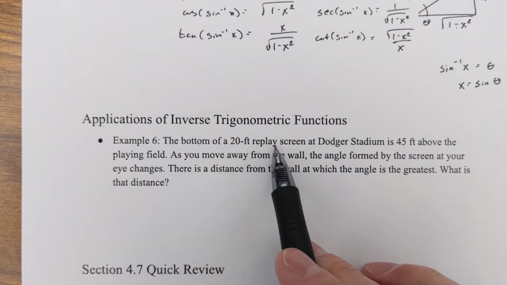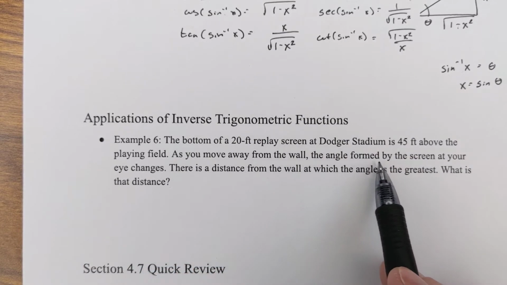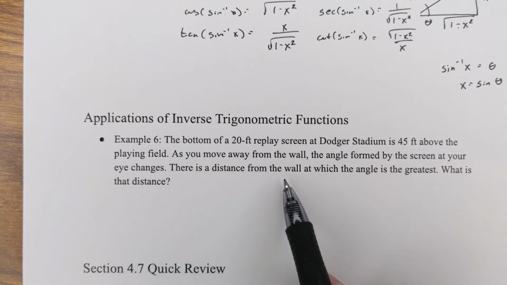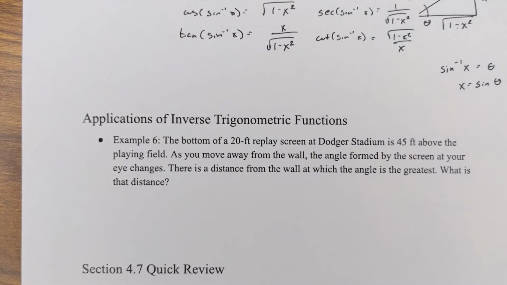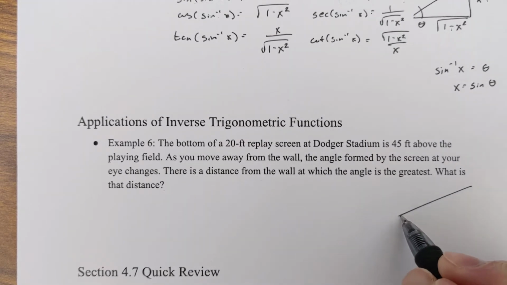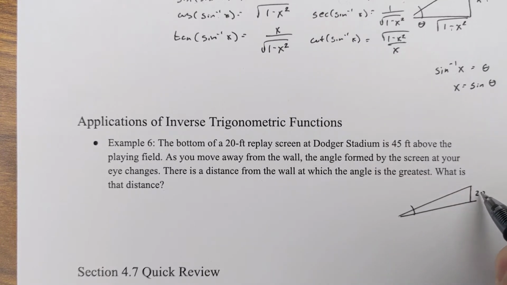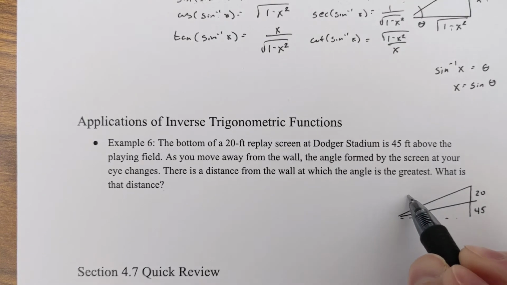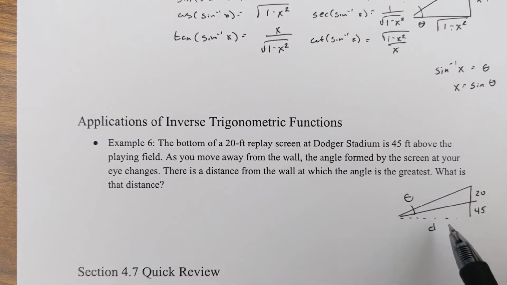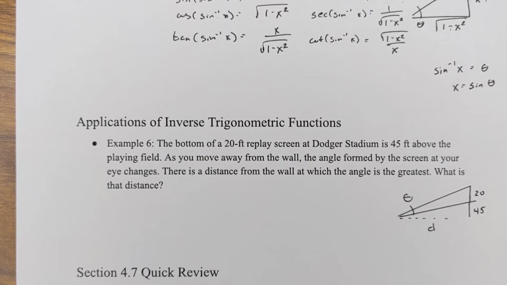All right, last one here. The bottom of a 20-foot replay screen at Dodger Stadium is 45 feet above the playing field. As you move away from the wall, the angle formed by the screen in your eye changes. Is there a distance from the wall at which the angle is the greatest? What is that distance? So essentially what's happening is you're looking up. The bottom of a 20-foot replay screen is 45 feet above the ground. And you want to know what this distance is in order to make theta as large as possible.